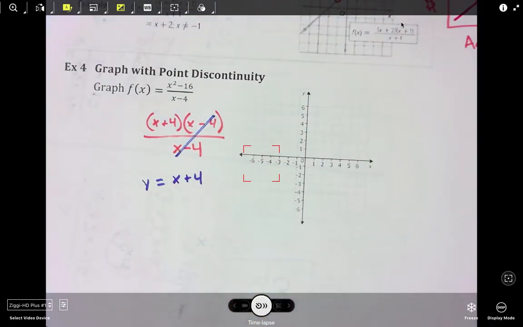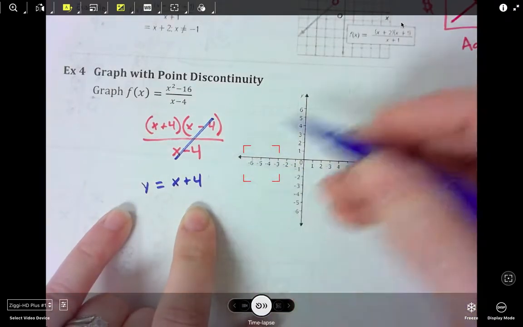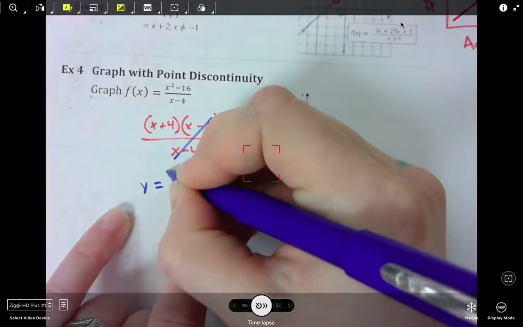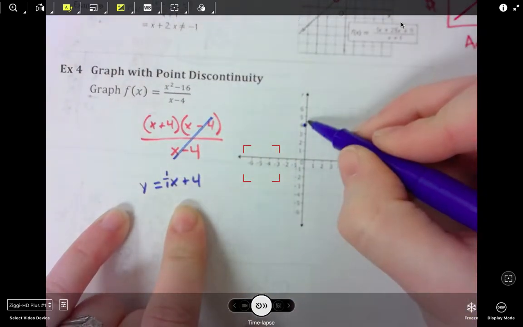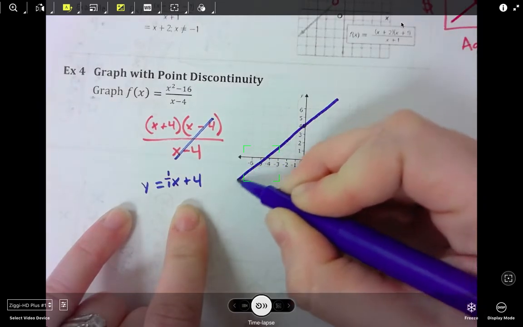Well now the graph of y equals x plus 4 is just a linear function. It's x to the first power. So I start at 4, and I go up 1 over 1 because that's my slope. Up 1 over 1, up 1 over 1. So here is my line. This is what my line looks like.